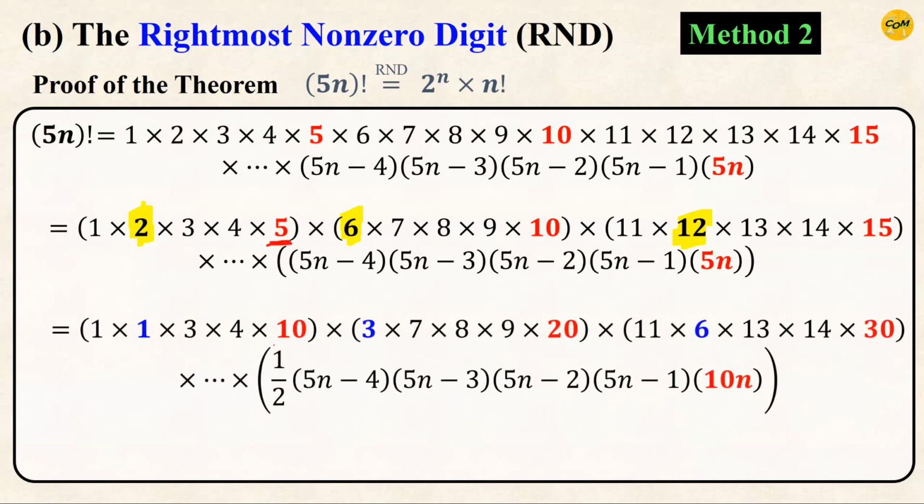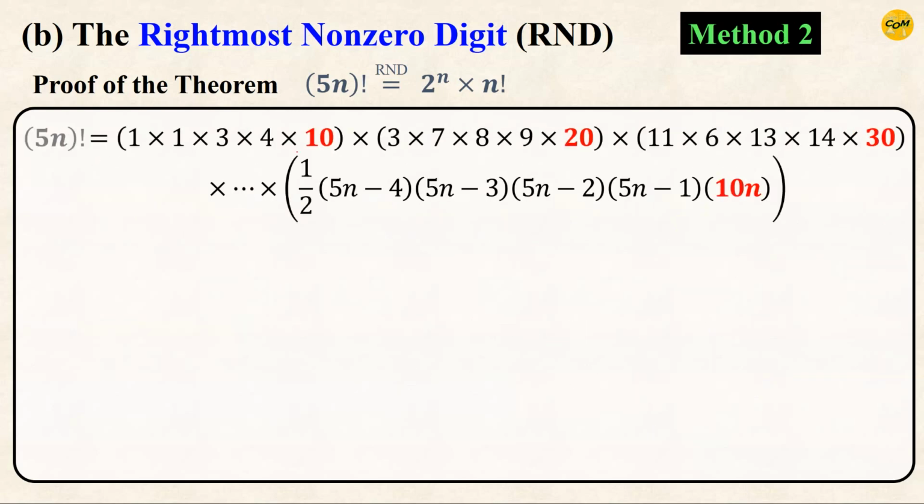So 5 becomes 10, and instead 2 becomes 1, 10 becomes 20, and 6 becomes 3, 15 is doubled so it becomes 30, and 12 is halved so it becomes 6, and for the last part, 5n becomes 10n, and instead this 1/2 is multiplied to one of the even numbers here. So we have this, and notice that the multiples of 5 now became multiples of 10.